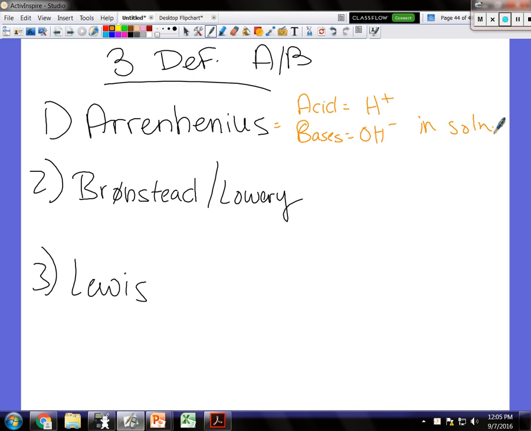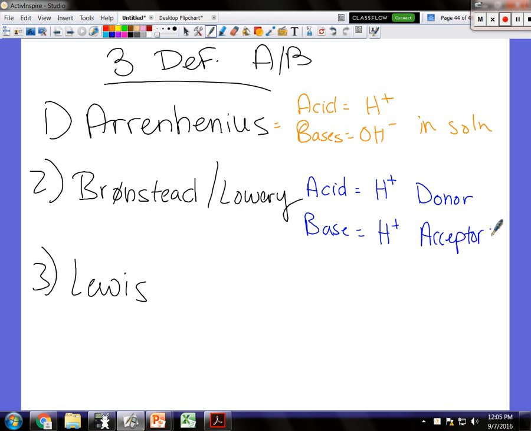Okay, Bronsted-Lowry said that an acid is an H plus donor, where a base is an H plus acceptor. Now let's pause and let's think about this. Does that logically make sense? It does, okay? All acids, do they have an H that they break off? And they throw it into whatever. And the base is there to accept it. Okay, and we'll get more in depth of how that works later on.